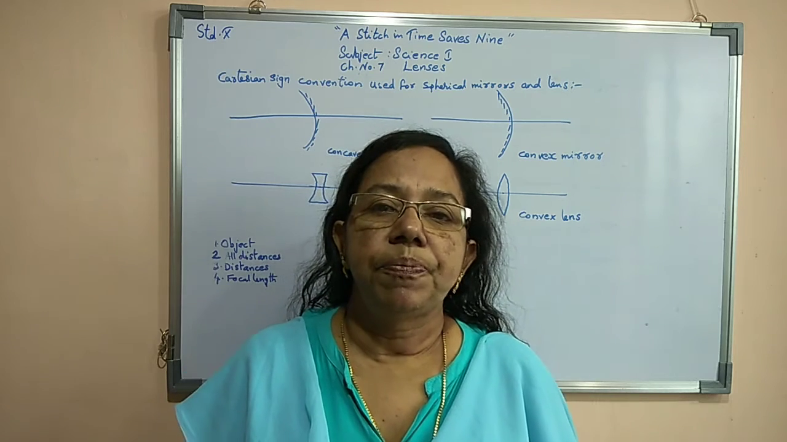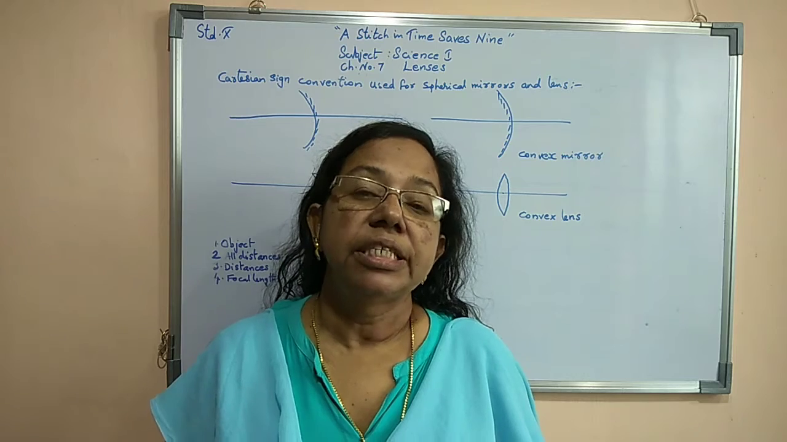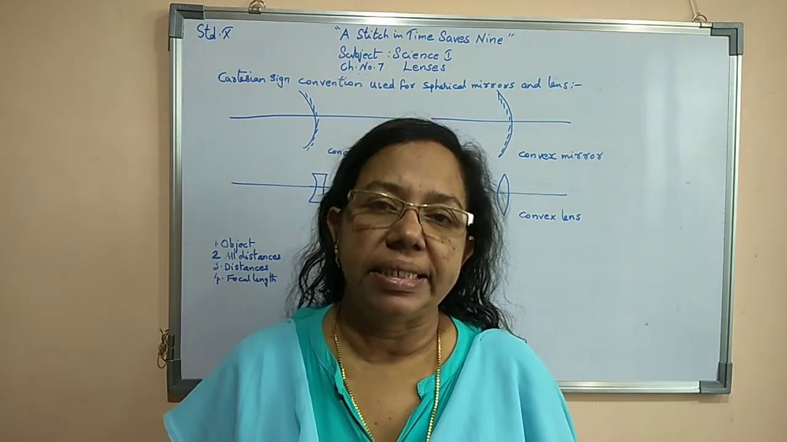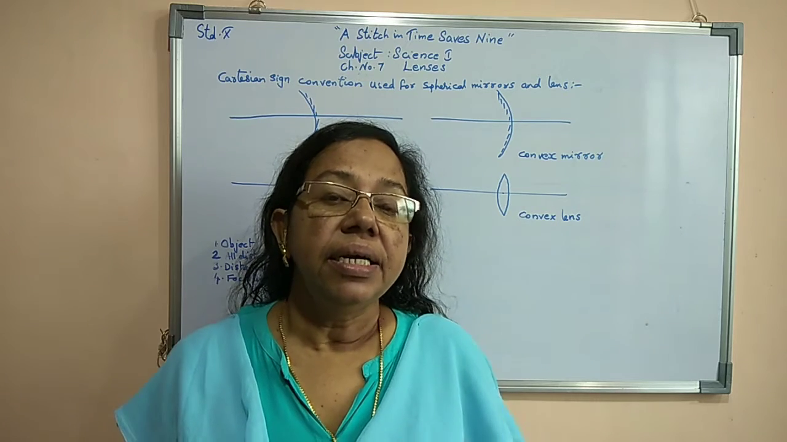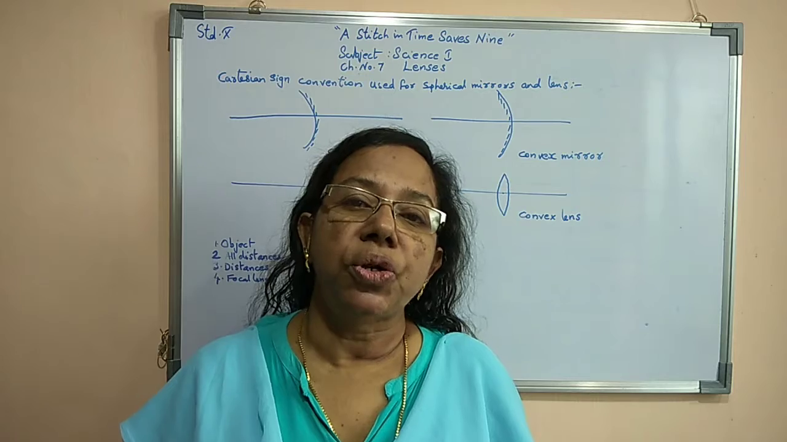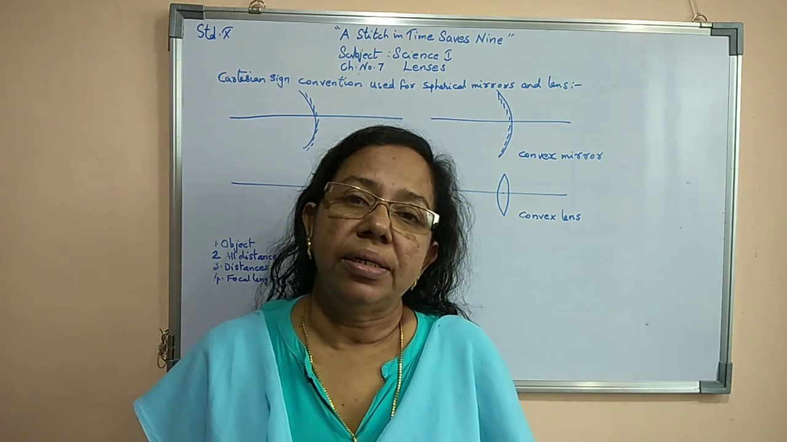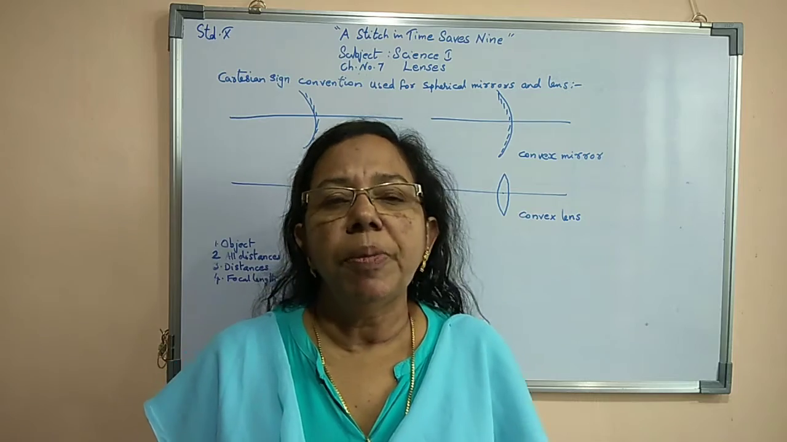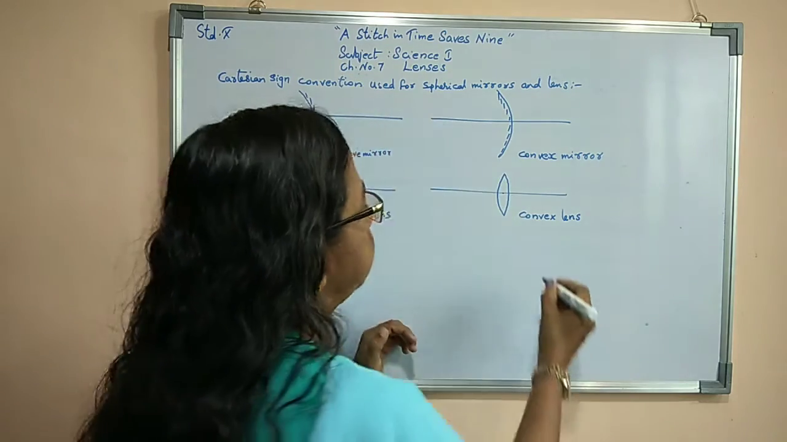Let us study the Cartesian sign convention used for spherical mirrors and lenses. Now here we can say that we already studied how to draw graphs in maths. While drawing a graph, you are following certain rules. Let us see what those are first.